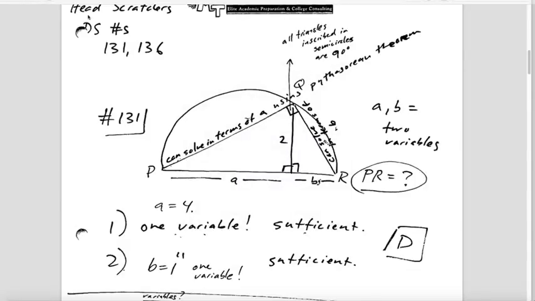Okay, so here we are for data sufficiency number 131. This is a new question from the 2016 official guide to the GMAT. And they give you this geometrical setup. It's a semicircle with a triangle inscribed in the semicircle.